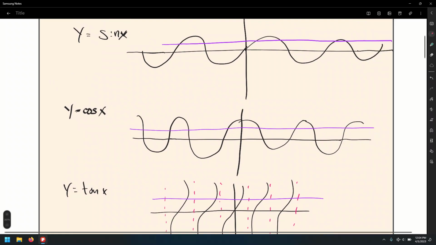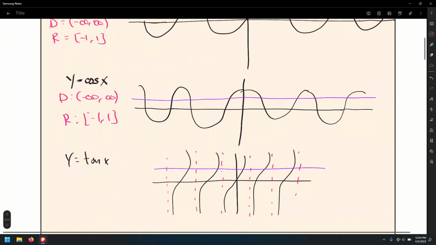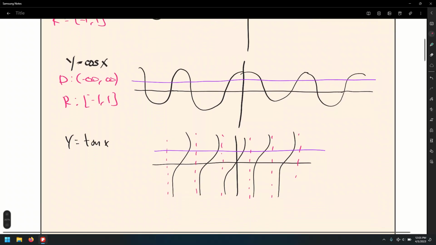that the domain of the sine function is all real numbers, and the range goes between -1 and 1. And likewise for the cosine function, the domain is all real numbers, and the range is also -1 to 1. All right. And the tangent function, the domain is not all real numbers.